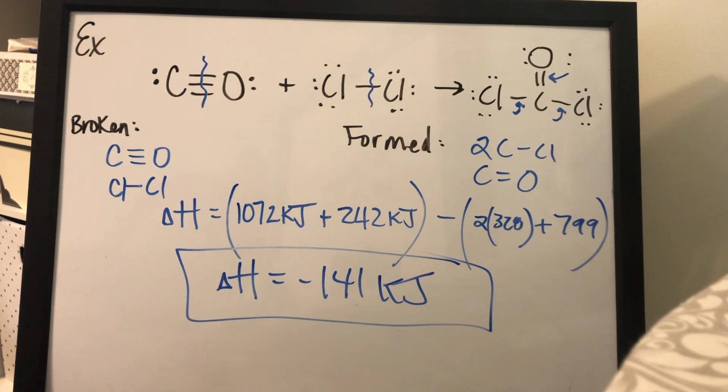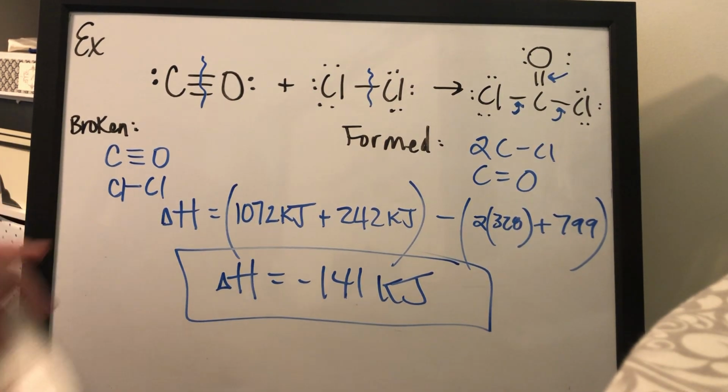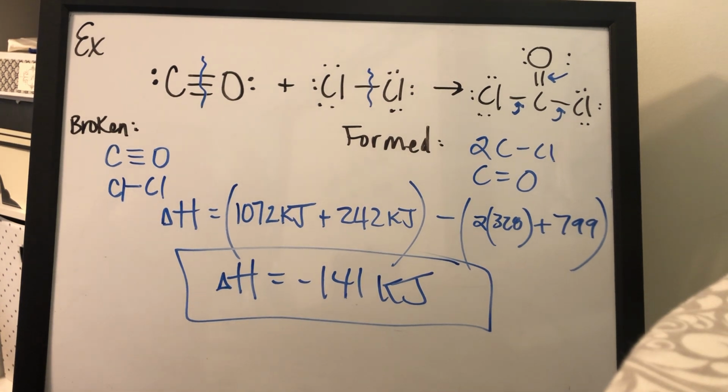So those are your four ways to find delta H. MC delta T, enthalpies of formation using P minus R, Hess's law, and then this idea of bonds broken, the enthalpy of bonds broken minus the enthalpy of bonds formed.